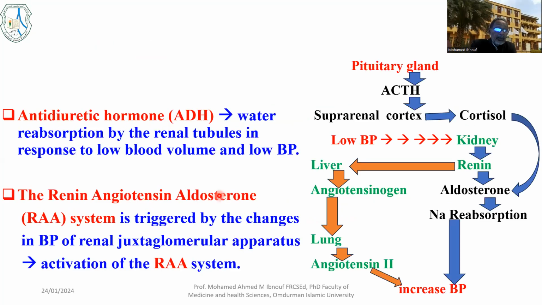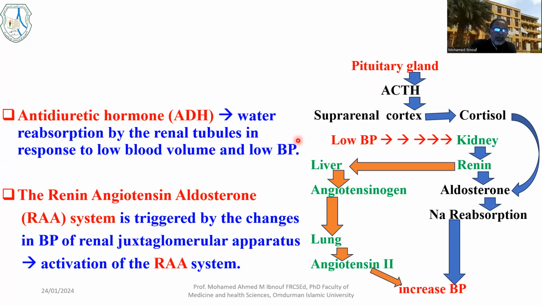And to control the fluid and electrolytes, usually the pituitary secretes antidiuretic hormone that leads to reabsorption of water from the renal tubules in response to low blood pressure and low blood volume. And also through the renin-angiotensin-aldosterone system, we have studied this in the basic sciences before, the pituitary gland secretes adrenocorticotropic hormone that goes into the adrenal cortex to secrete cortisol that lead to formation of aldosterone. Aldosterone will lead to reabsorption of sodium, which will in turn increase the blood pressure.